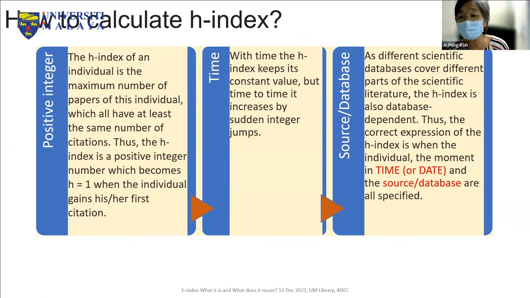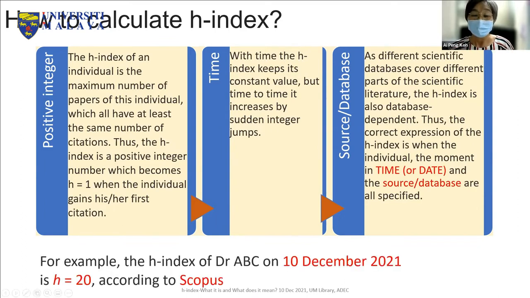So if you go for Google Scholar, definitely you will get a higher H index because the coverage of Google Scholar is larger as compared to Web of Science and Scopus. So the correct expression of the H index is when the individual, the moment in time or date, and the source or database are all specified. So if someone asks you, what is your H index? How should you answer? The answer should be, my H index on 10 December 2021 is 20, according to Scopus.